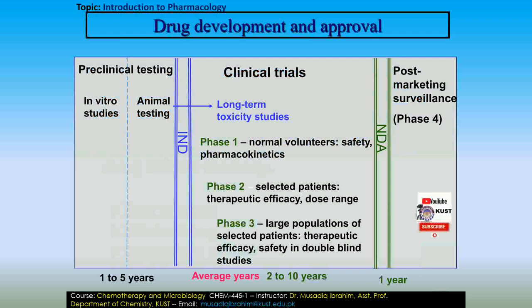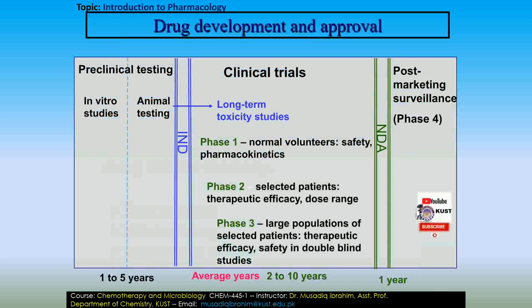Then are the clinical trials. Within the clinical trials, you have long-term toxicity studies, in which it is studied what the toxic effects of the drugs are. In clinical trials, you have three phases. That is phase one, normal volunteers, safety, pharmacokinetics. Normal volunteers means those people who present themselves for the study of the drug.